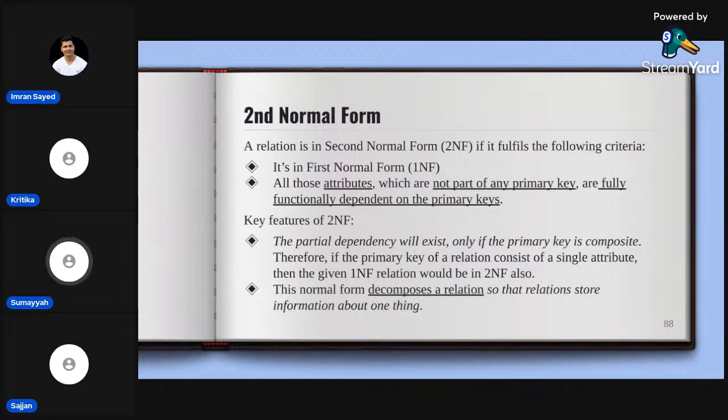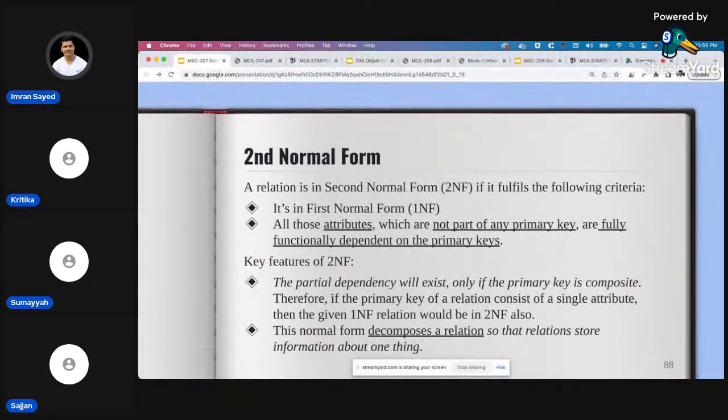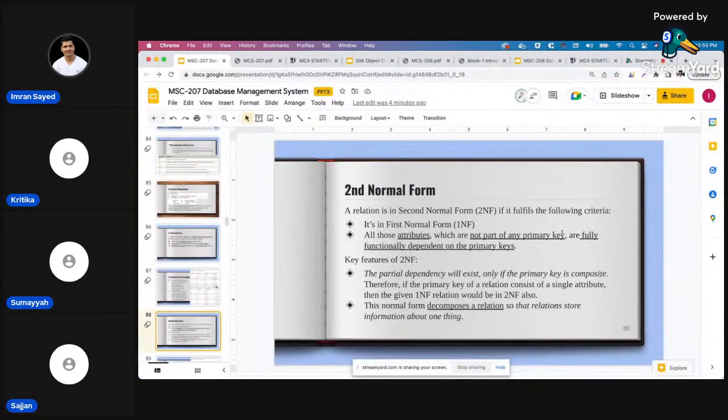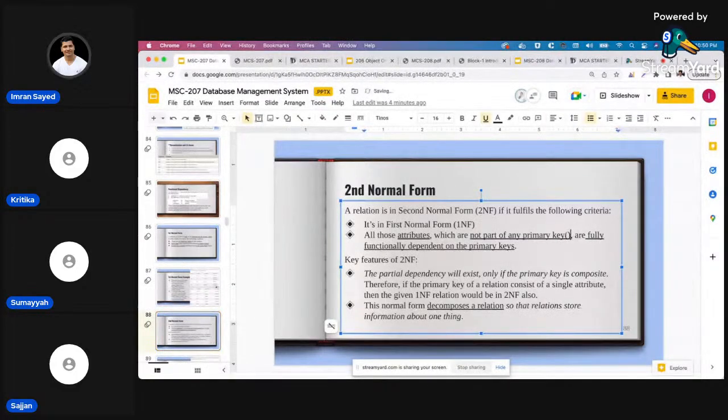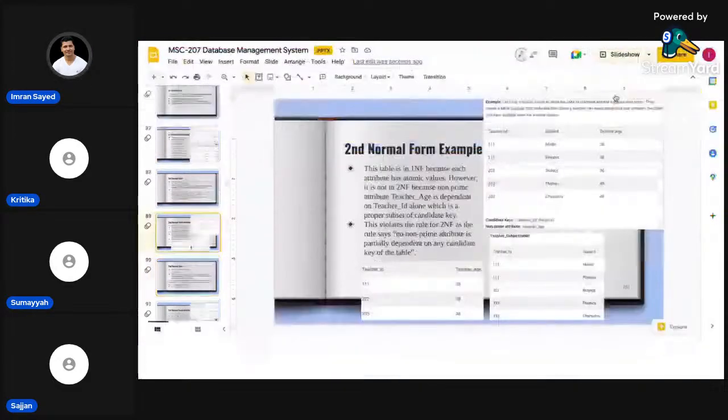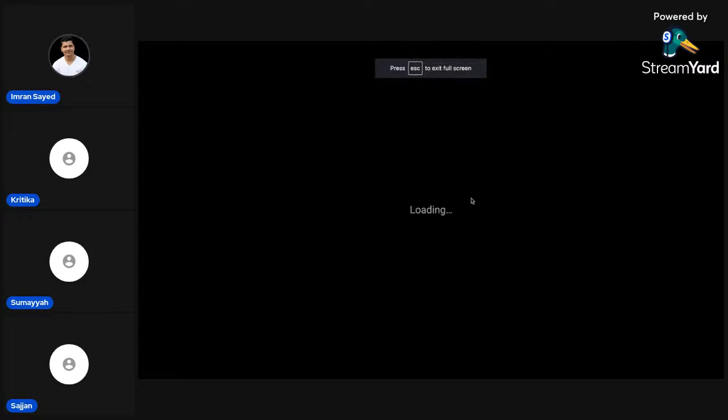This normal form decomposes a relation so that relations store information about one thing. Let's add one more thing here to make it easy. That is non-prime attributes. Non-prime attributes are those attributes that are not part of the primary key, and are fully functionally dependent, fully and completely. Okay, go on with this example.